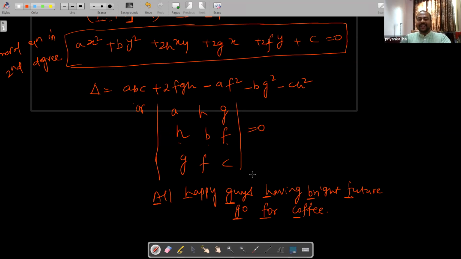Even I forget this determinant, so I remember this thing. See, I made a mistake, na? I wrote AB, something like that. I got confused with all bright guys, all happy guys having bright future. Okay, remember this? Note it down. So why are we finding delta? I'm telling you. First, you note it down.